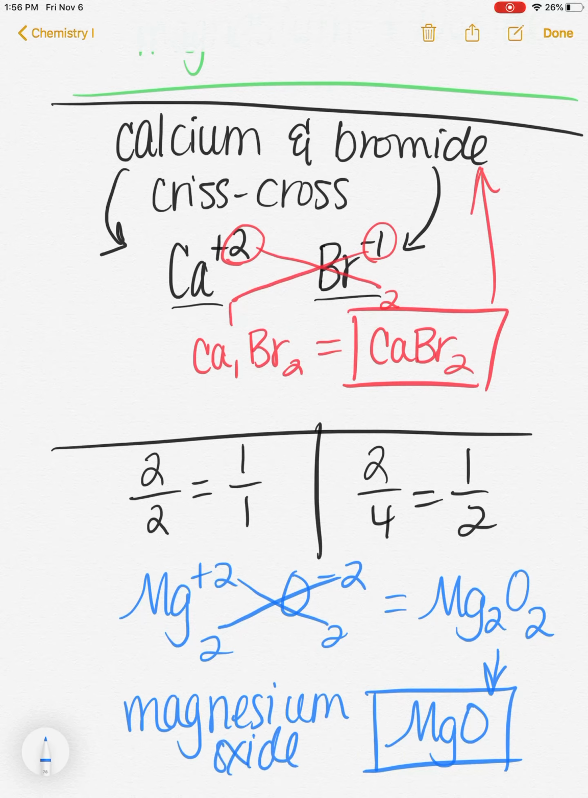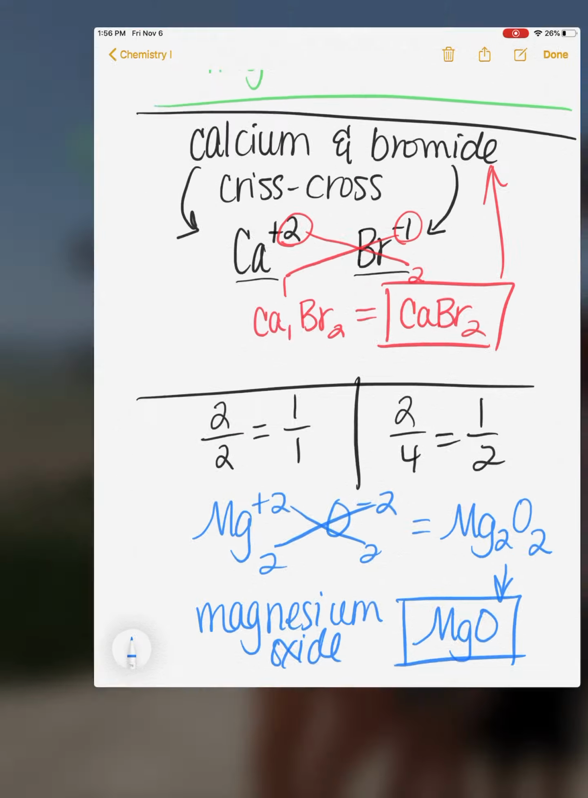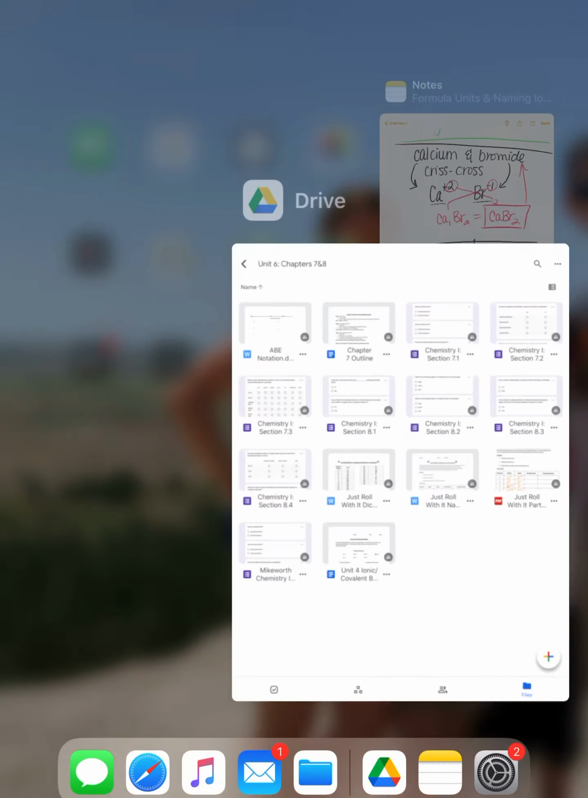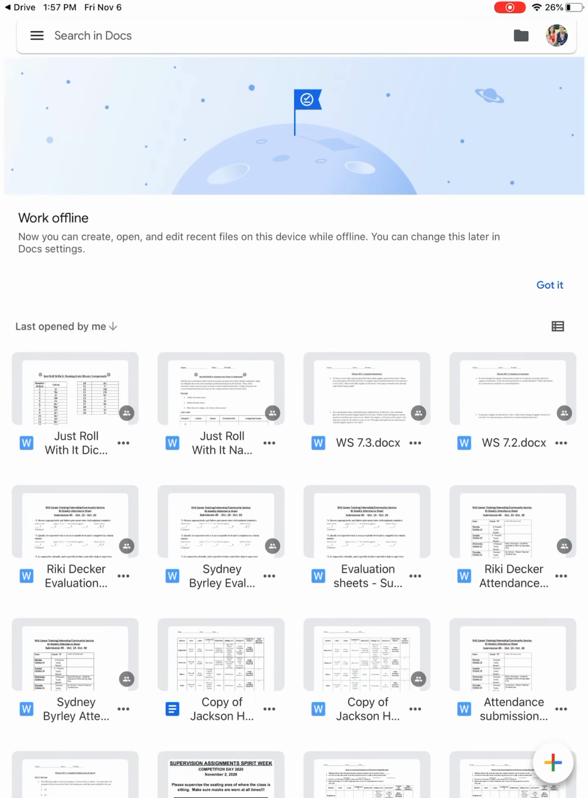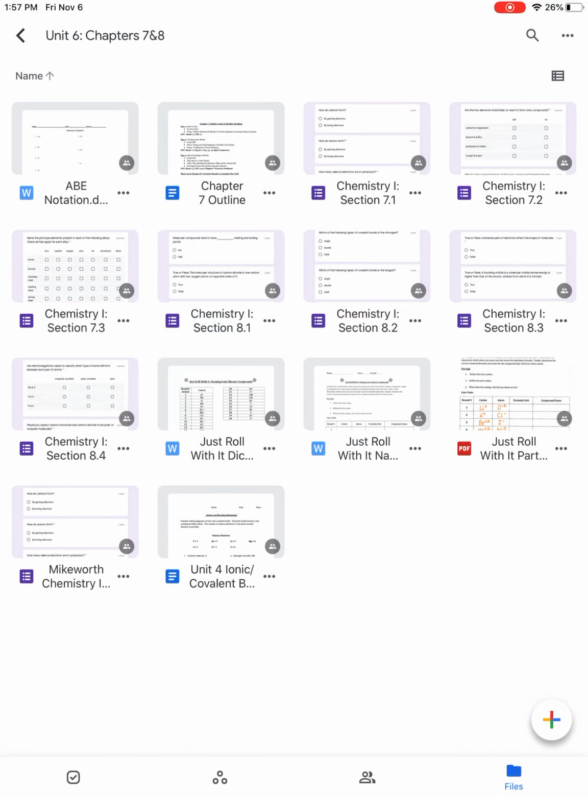All right, so today in class, to help us practice writing formula units and naming compounds, we played a game called Roll With It. So in Roll With It, the students were given two pieces of information. The first piece of information looked like this. Maybe this will pop up here. It was a key that tells you what, they've got a 20-sided dice like you see in this picture, and it tells you what each number corresponds to.